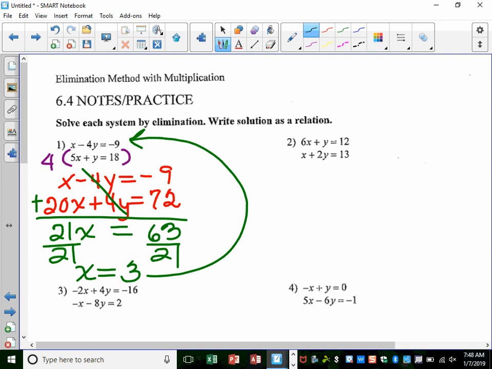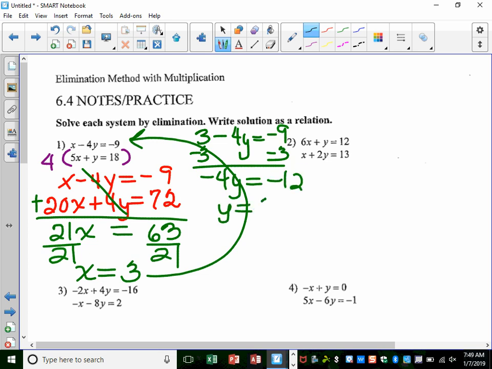And I'm going to say x is 3, so 3 minus 4y equals -9. Okay, subtract 3. So y equals +3. So my answer is (3, 3). Okay. So again, this is elimination with multiplication. All right, let's take a look at question number 2.